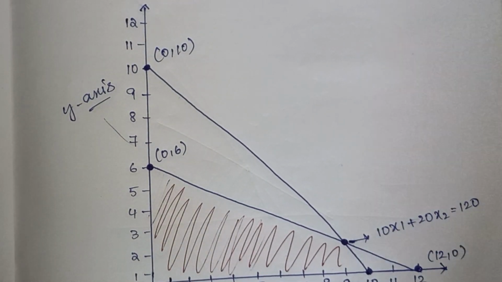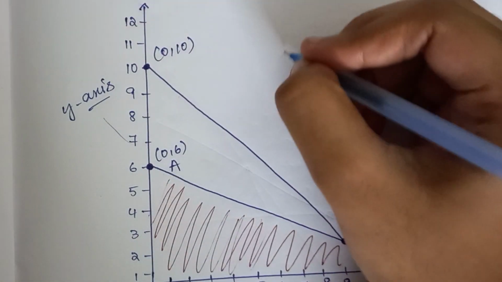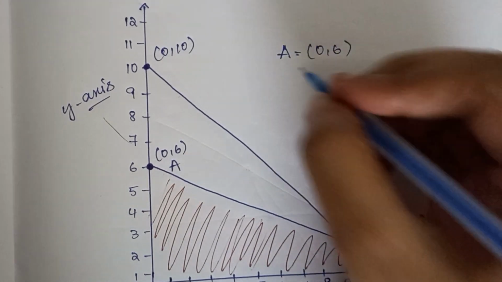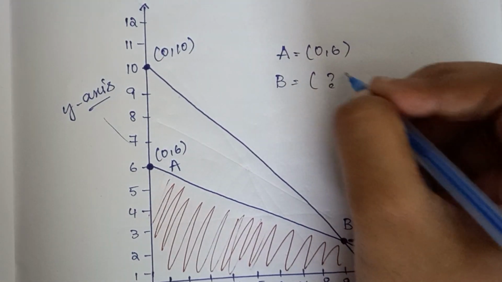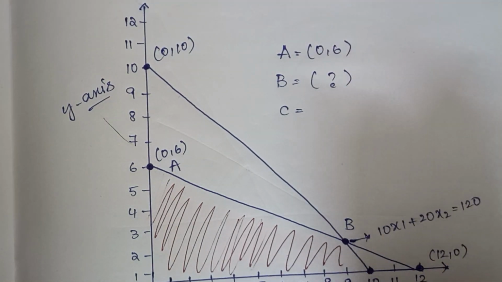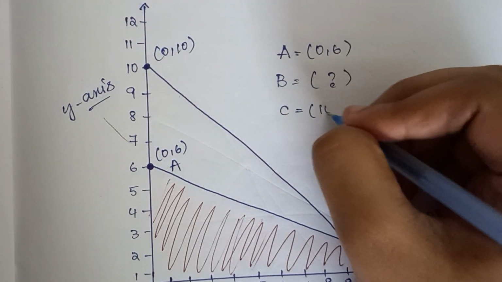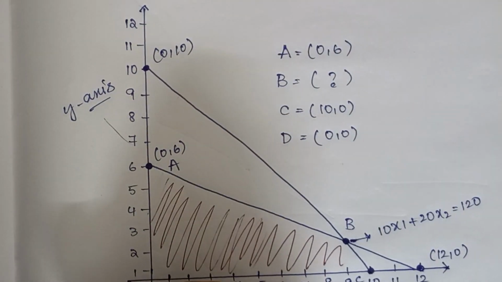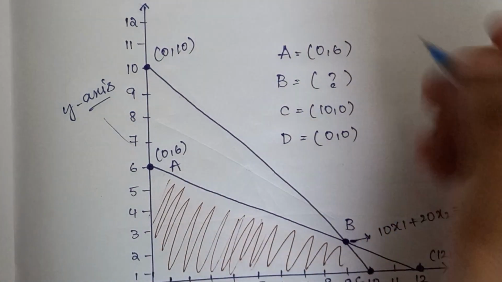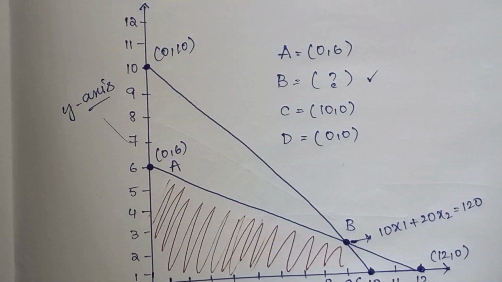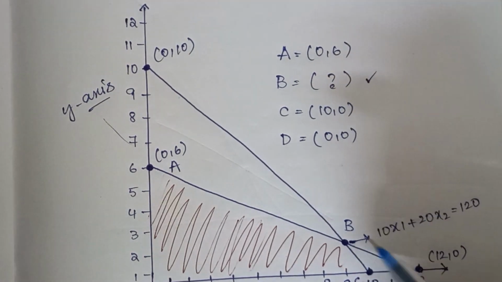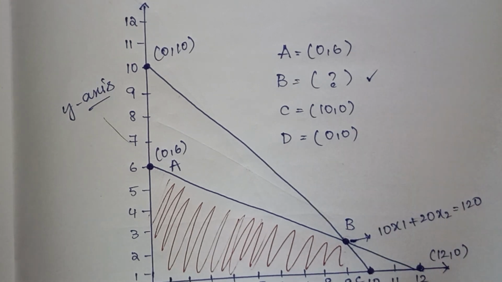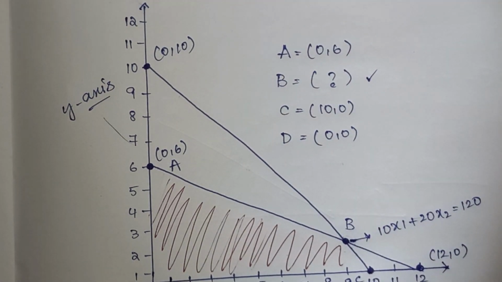So let me take down the points now. So I will be considering A is equal to 0,6. This is my B point. I don't know my B point, which I need to find it out. C is equal to 10,0 and D will be my origin 0,0. This is my D point. So how to find this point? We need to check which both equations are intersecting at that point. So equation 1 and 2 are intersecting, so we will be solving equations 1 and 2.